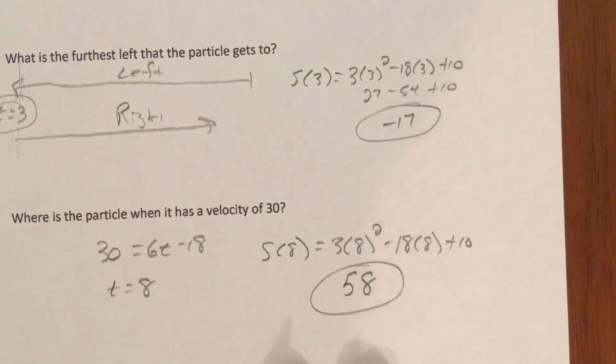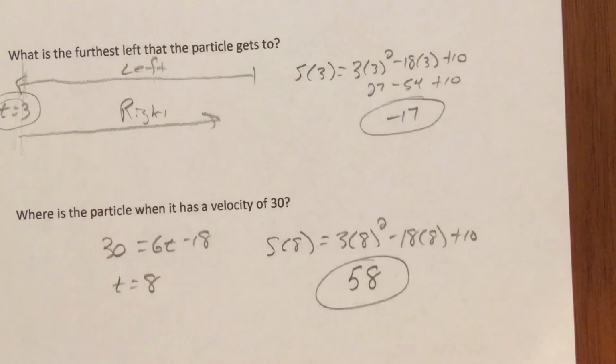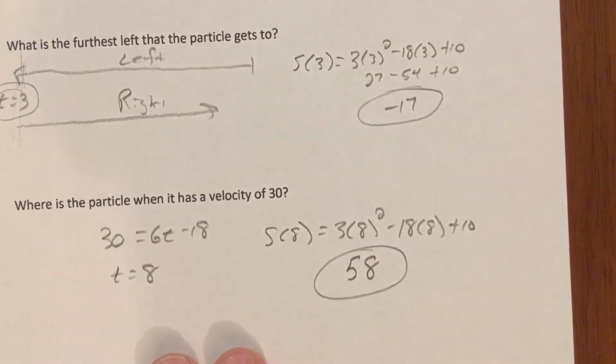All right. So hopefully those are some basic ideas of a position versus velocity graph. Hopefully those make sense and you do well on the quiz.